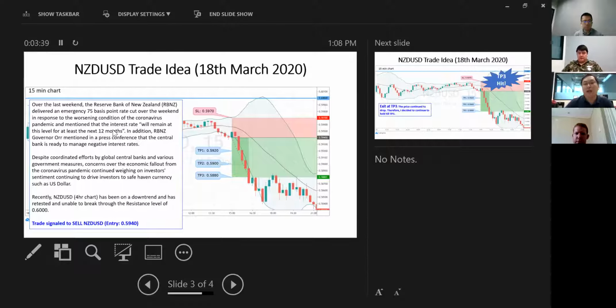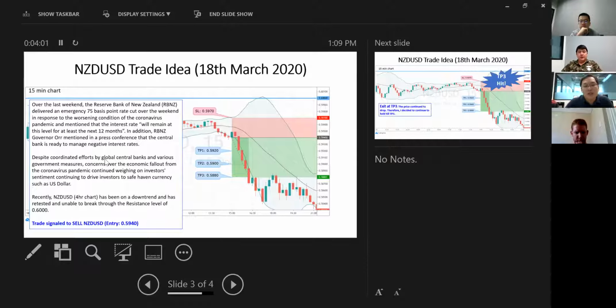So I'm looking at it to be weakened. Despite all the coordinated central banks, they've been doing it, Canadian cut rate, US cut rate, the New Zealand dollar cut rate, but you can see that in the investors' mind, a lot of the sentiment is actually going to drive the investors to safe haven currencies such as the US dollar, yen as well.